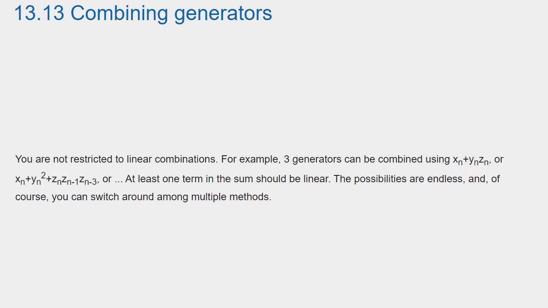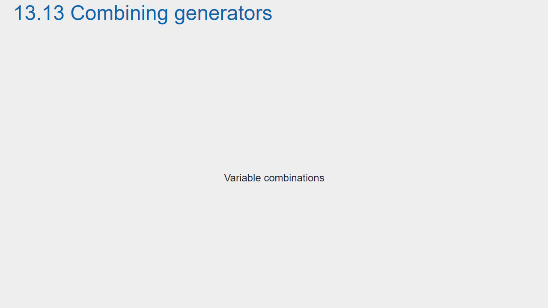You are not restricted to linear combinations. For example, 3 generators can be combined using xn + yn·zn, or xn + yn² + zn−1·zn−3, where at least one term in the sum should be linear. The possibilities are endless, and of course you can switch around among multiple methods.